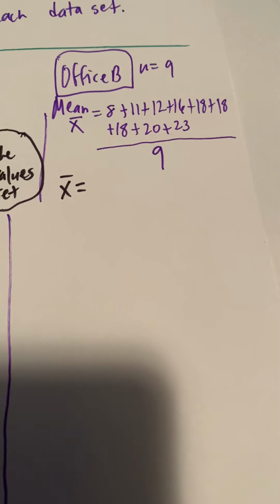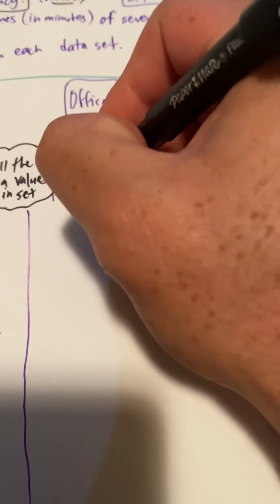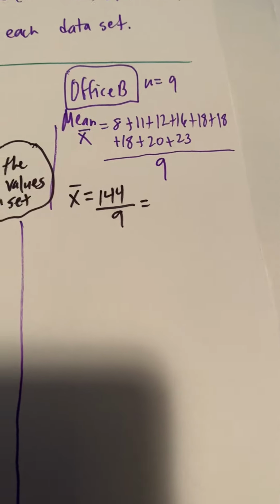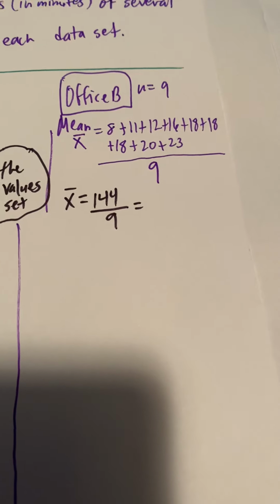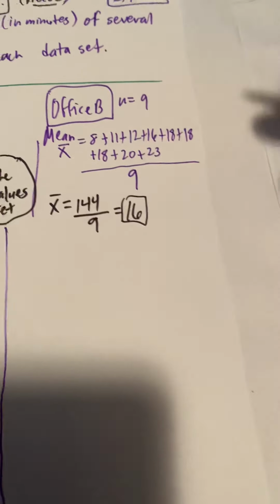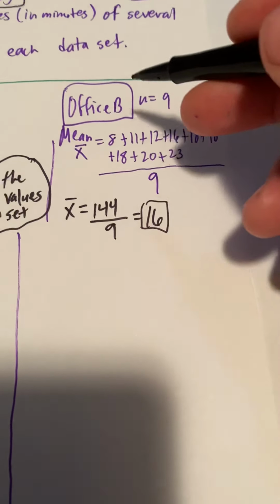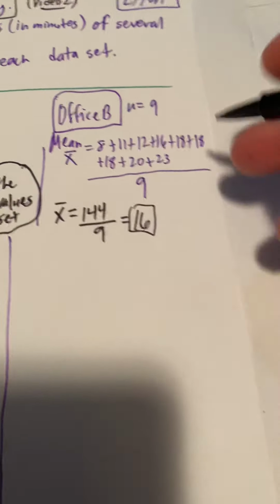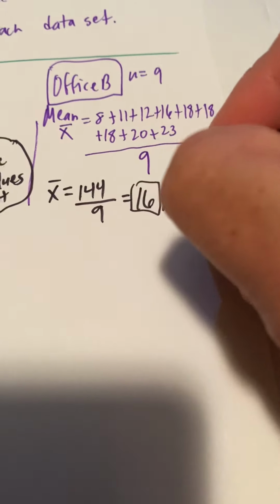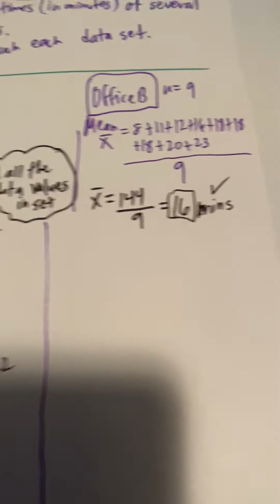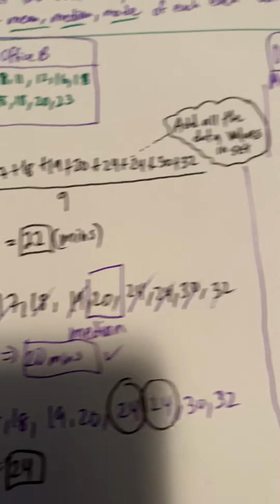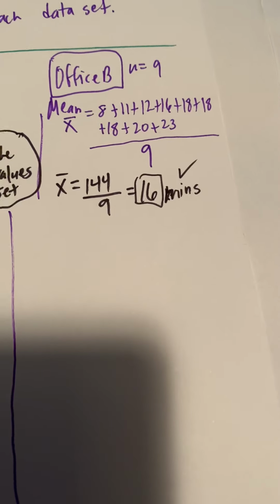So you're going to get, for office B, 144 in the numerator. And then you divide it by 9, and it goes evenly. 9 goes into 144 16 times. So basically, this 16 means that your average waiting time for office B was 16 minutes. Okay, so if you compare it to office A, which was 22 minutes, think about that in terms of our data.